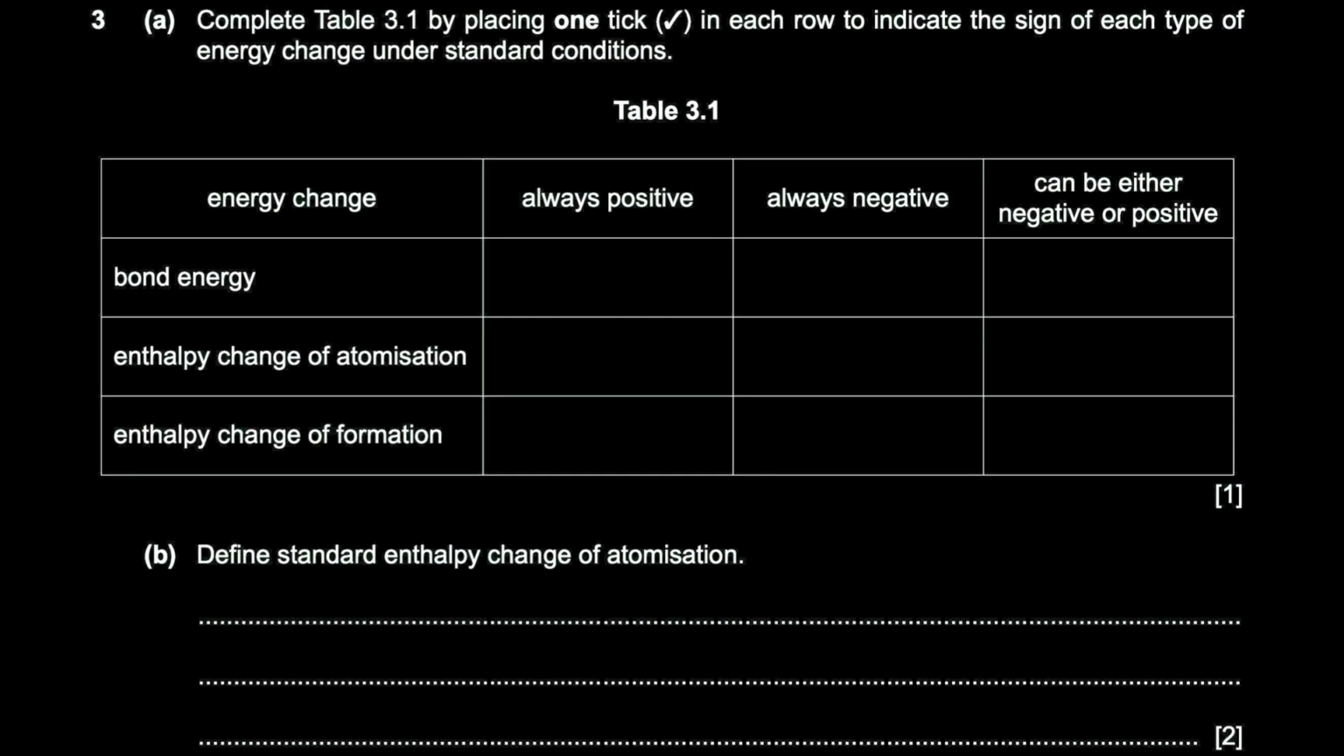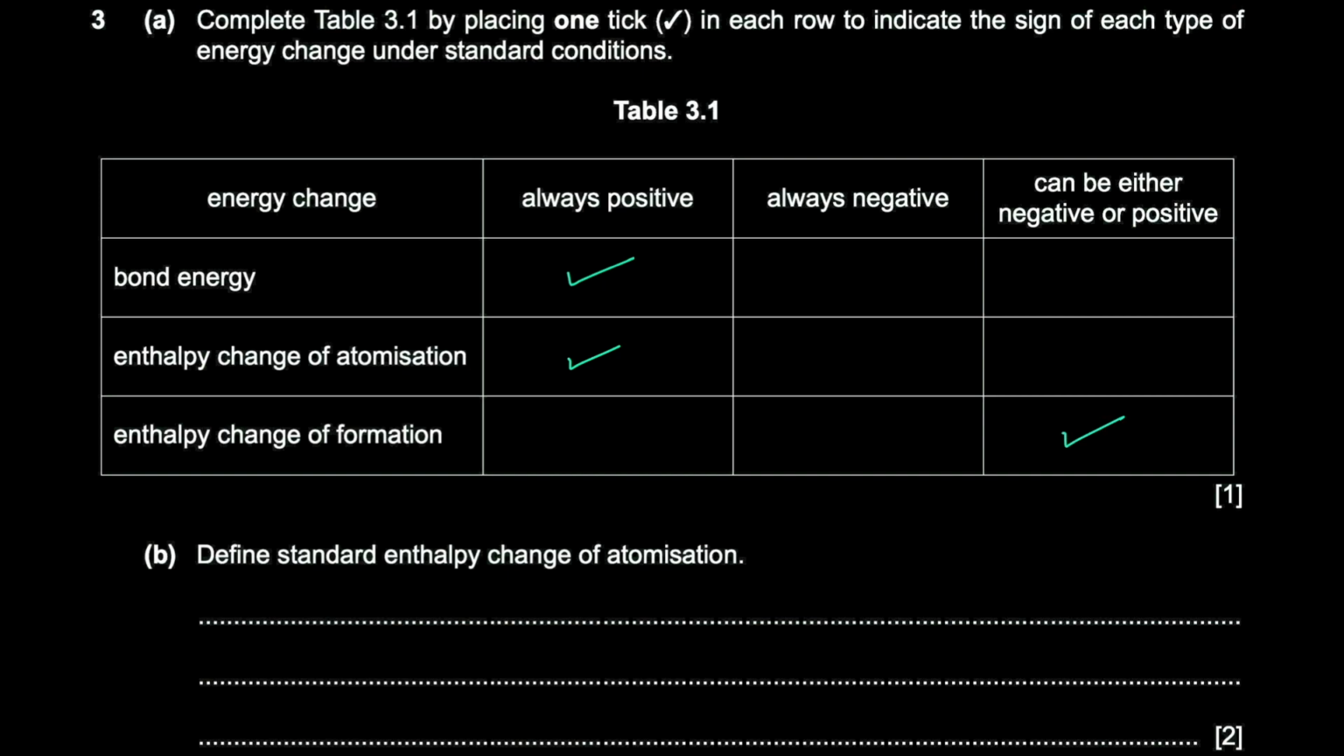So here we have question number 3. Complete table 3.1 by placing one tick in each row to indicate the sign of each type of energy change under standard conditions. The bond energy is always positive. By definition, it's the energy needed, which means the energy taken in, to break 1 mole of covalent bonds in the gaseous state. Enthalpy change of atomization is also always positive. The enthalpy change of formation is usually exothermic, but it can also be endothermic, so it can be positive or negative.